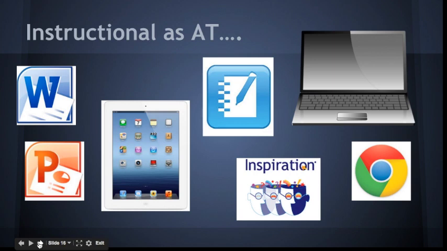And this is just another little graphic of some of the different tools out there that we use every day. I know all of them on here I use every day in my work environment. But for some students, there are ways that these tools could be used that may actually make it a necessity for them to access the curriculum in the environment.